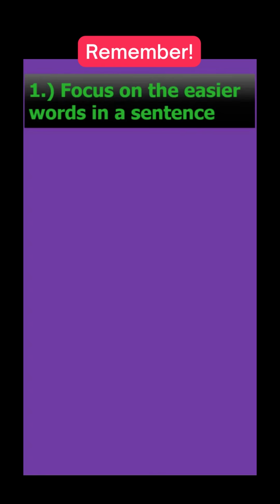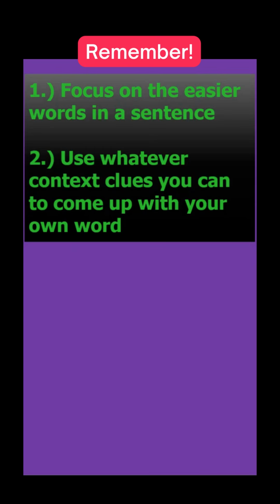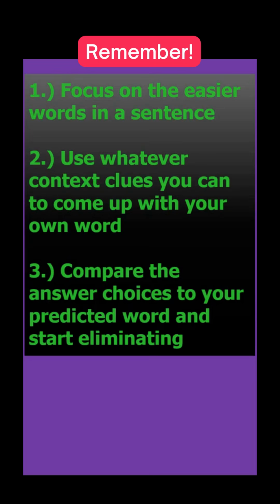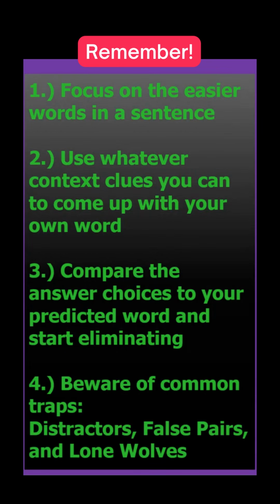In summary, when you encounter a higher level sentence equivalence question and you don't know all the words in the sentence, try to focus on the easier words in a sentence. Use whatever context clues you can to come up with your own word, then compare the answer choices to your predicted word and start eliminating. And of course, especially on these higher level questions, beware of common traps. Distractors like higher level vocabulary, false pairs of synonyms in the answer choices, which we did not see here, but we did see the last one, the lone wolf. A word that works on its own, but is all by itself without another word in the list to create an equivalent sentence.